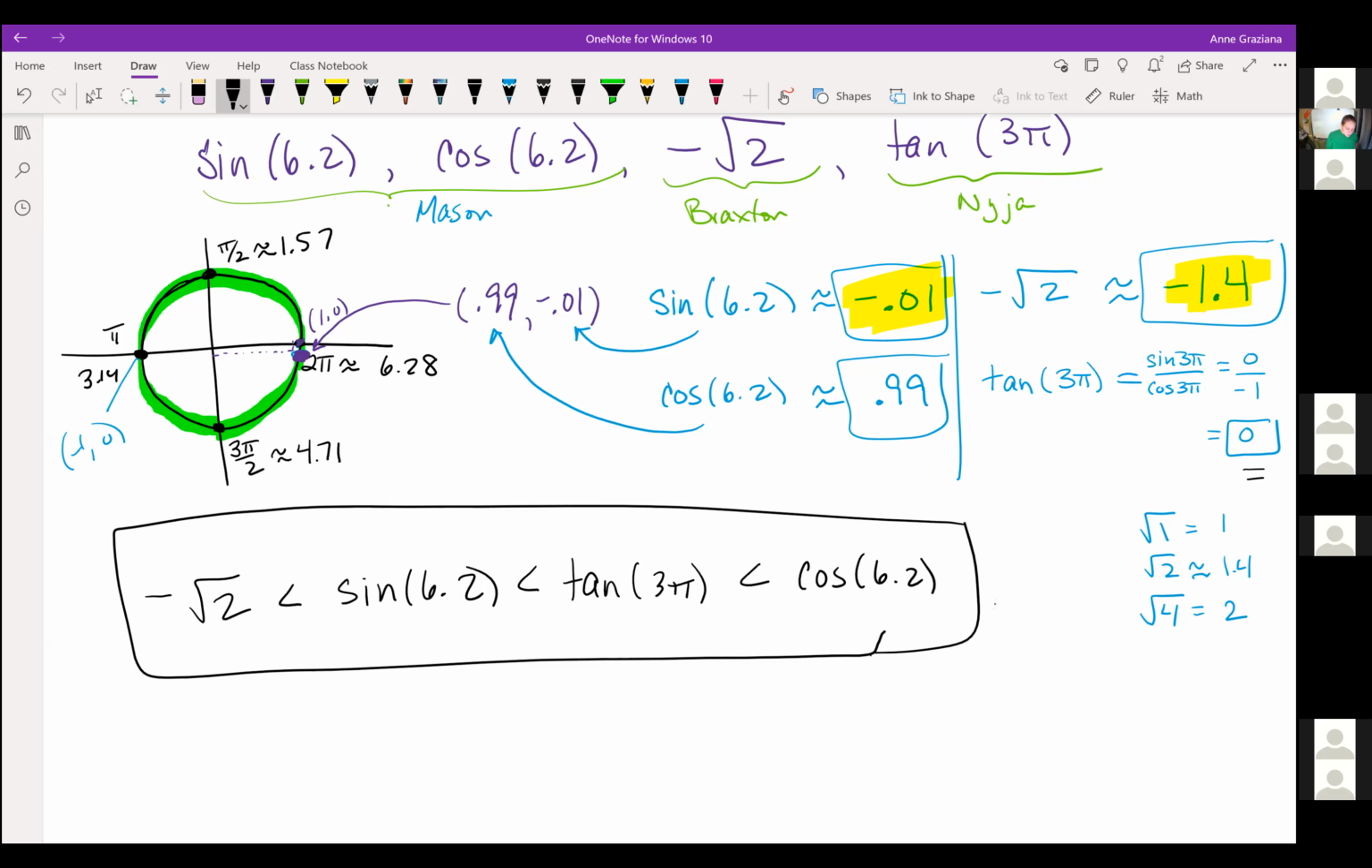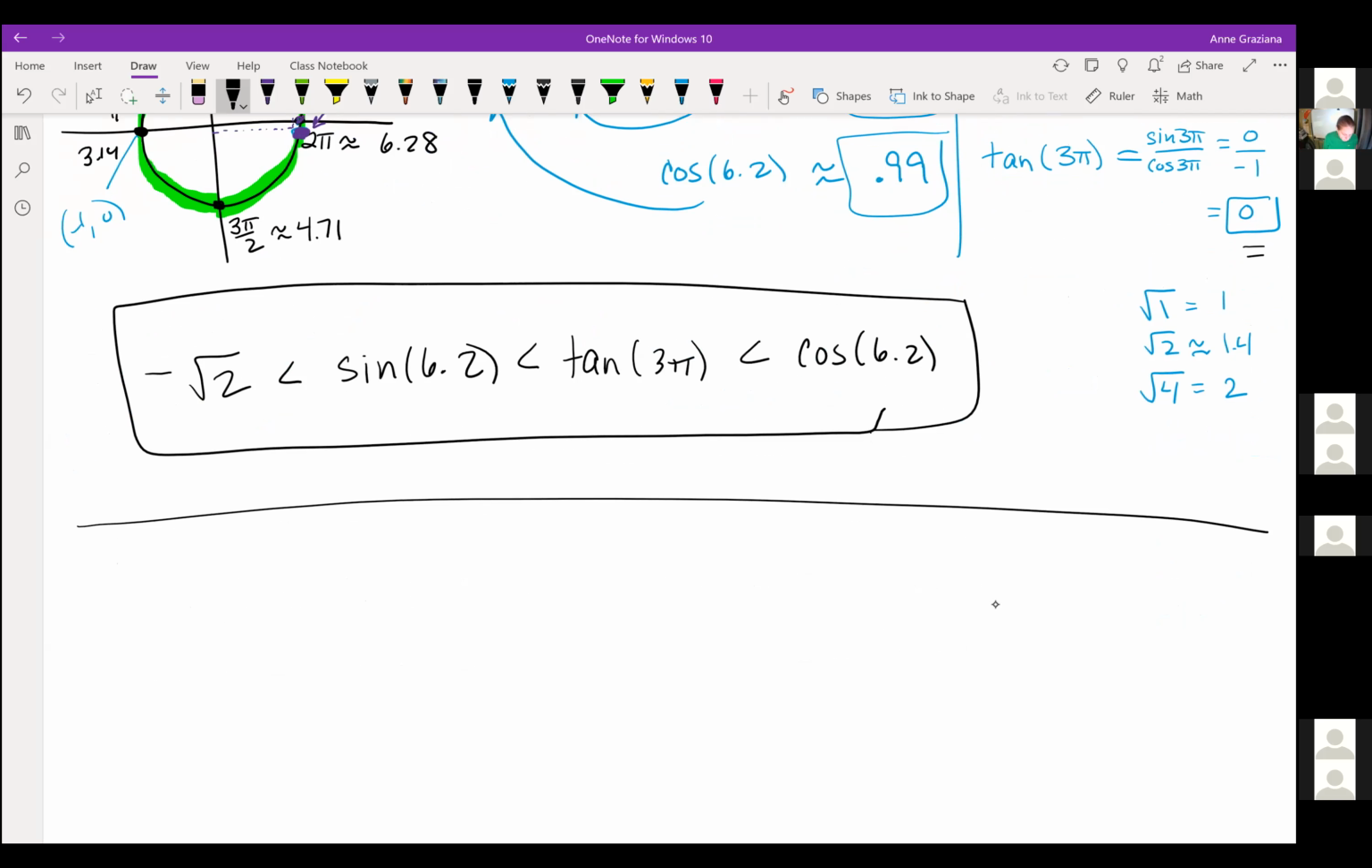Okay, so let's move on. We're going to do 11.4. We need to talk about angles, okay? So we're going to talk about radian measure of an angle. So everything we've talked about so far has been this distance on the edge of the circle, okay? Which is fine.